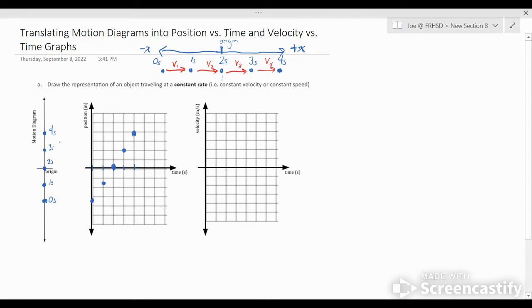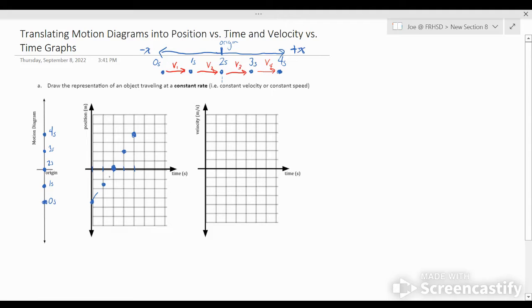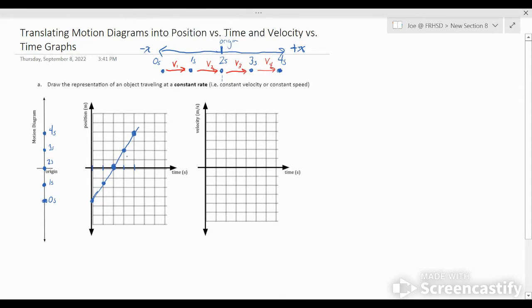So if we plot an object traveling at a constant speed, we will see on the position versus time graph that the change in position is the same, and you will get a diagonal line.